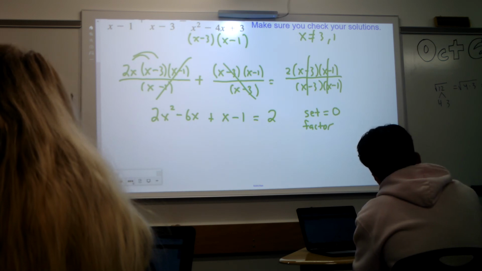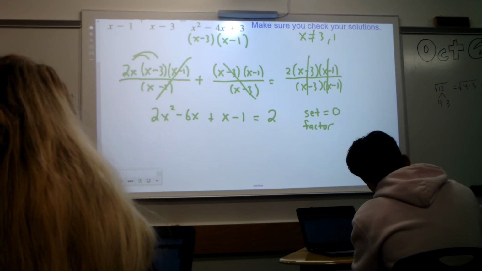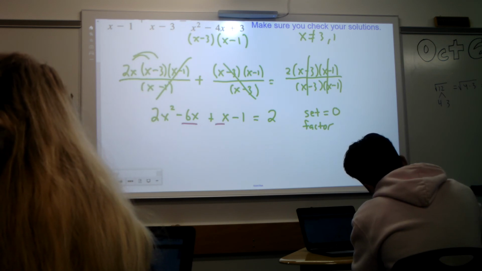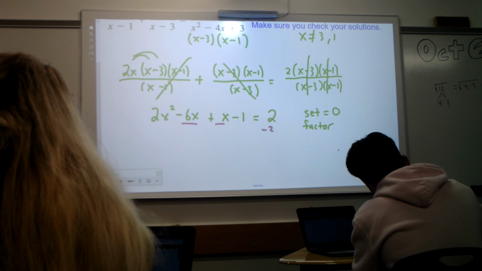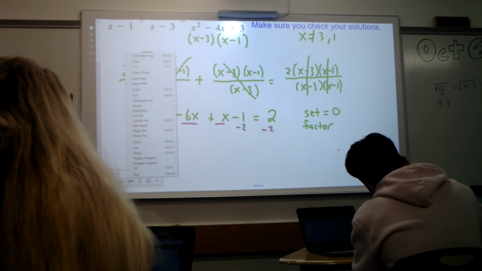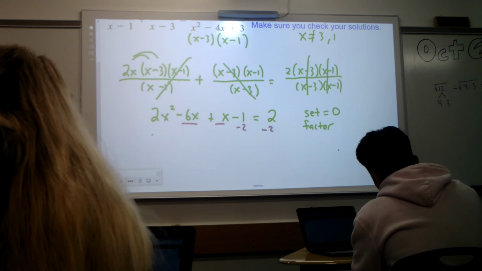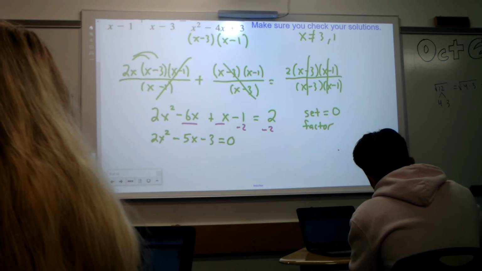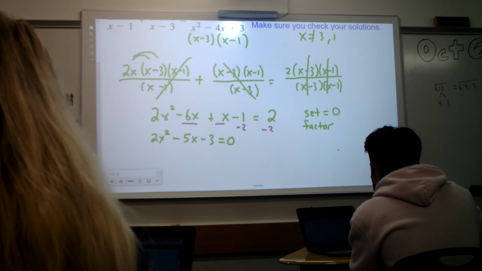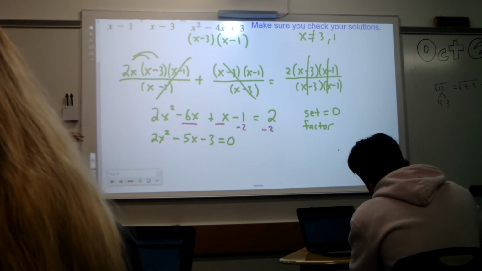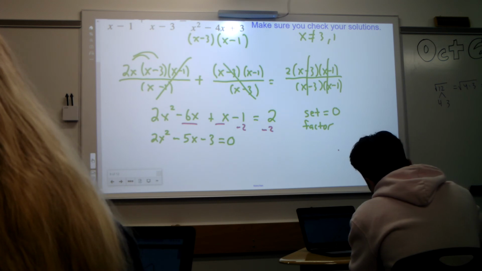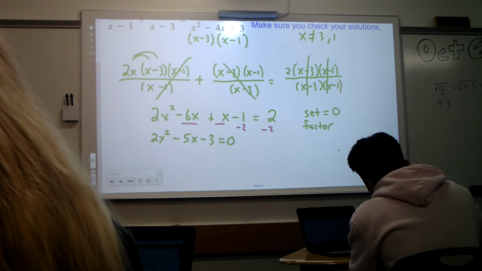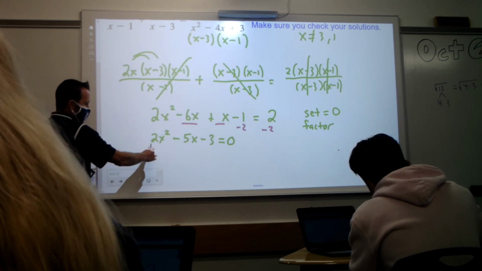Okay, so combine like terms. Yep, we can do that here. Let's just say right here, negative 6x plus x. We can combine those. To set it equal to 0, let's just subtract that 2 over there. So what we have is 2x squared minus 5x minus 3 is equal to 0. All right. Does that look right? We okay so far? Now, our factoring here is going to be just a little more complicated because we have that leading coefficient of 2.